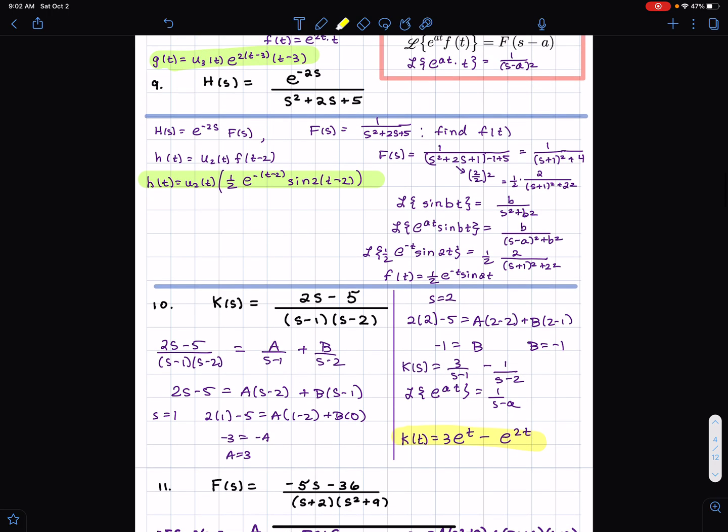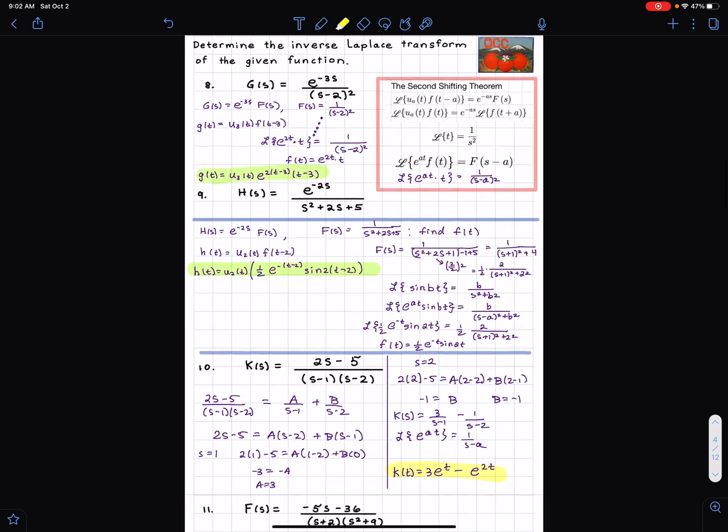All right, so I'll just zoom out. We can look at all this stuff here.